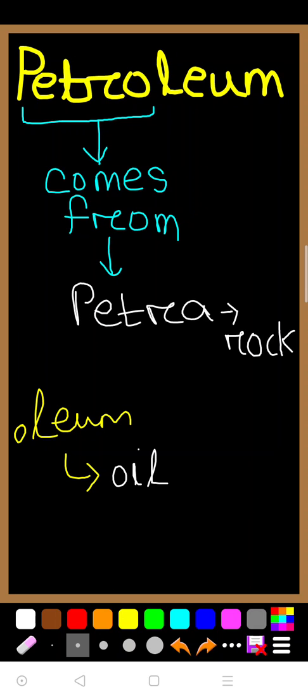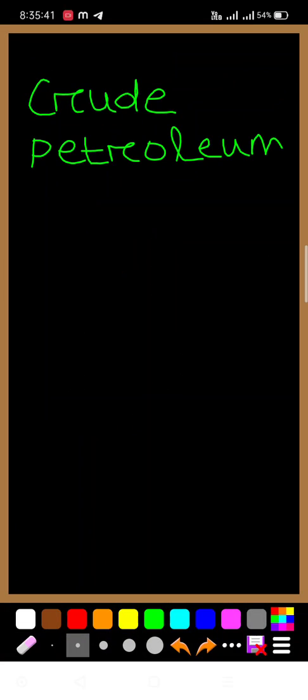What is crude petroleum? Crude petroleum is a complex mixture of solid, liquid, and gaseous hydrocarbons that is mixed with water, salt and other particles. So you can say this is a mixture of compounds, and it is an oil, so it is lighter than water and also insoluble in it.